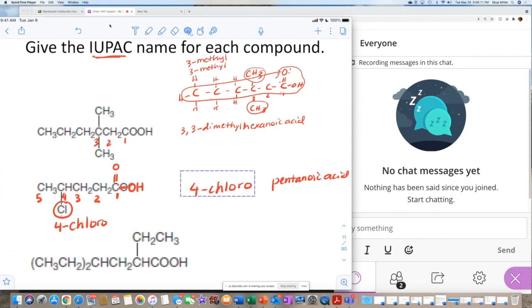You want to put these together because letters are usually not separated. So 4-chloropentanoic acid. It's the numbers that they separate, because I want to make sure that you don't confuse them as a bigger number than they are.